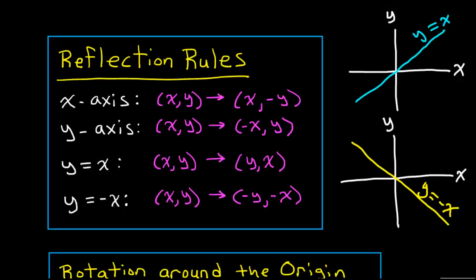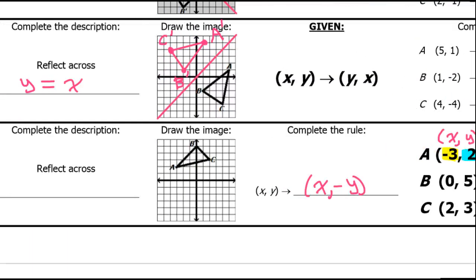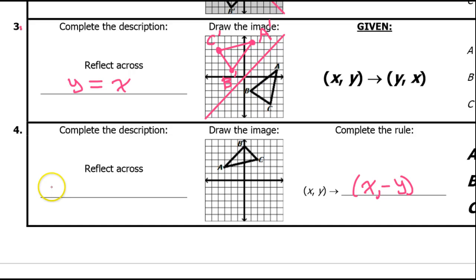so now we can look back at our notes. x, opposite of y, that is the rule for a reflection over the x-axis. All right, so this is a reflection across the x-axis. Now, that makes it easy.